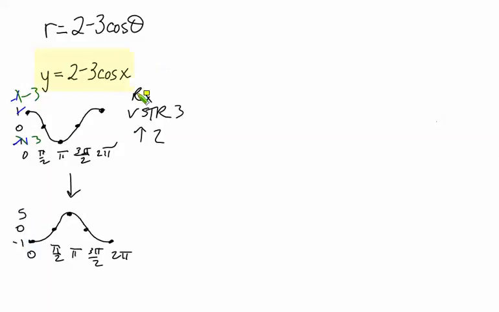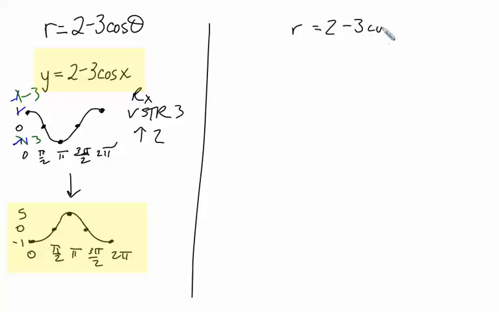So the highlighted equation, y equals 2 minus 3 cosine x, gives us the graph that we've highlighted in yellow. But that's not the graph we want. We want the graph of r equals 2 minus 3 cosine of theta. So we'll sketch some axes down here. And what we're going to do is follow this graph that we've already drawn.